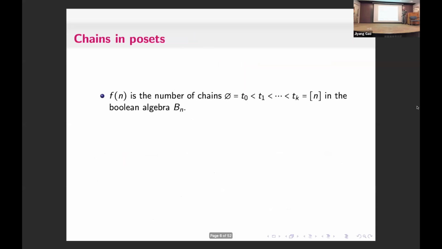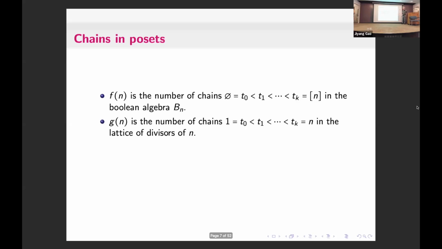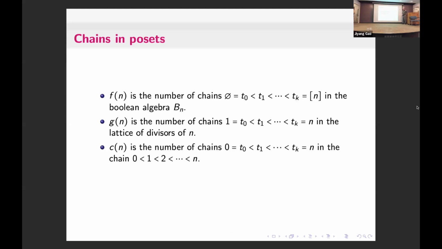I also realized, senior year, first year of graduate school, that these numbers have interpretations in terms of chains in posets. Very obvious, easy to see. f(n), the number of ordered set partitions of the n-element set, is just the number of chains in the Boolean algebra B_n, using differences in these sets for ordered set partitions. And g_n, the number of ordered factorizations of n, is the number of chains from 1 to n in the lattice of divisors of n. And c(n), the number of compositions of n, is the number of chains from 0 to n.